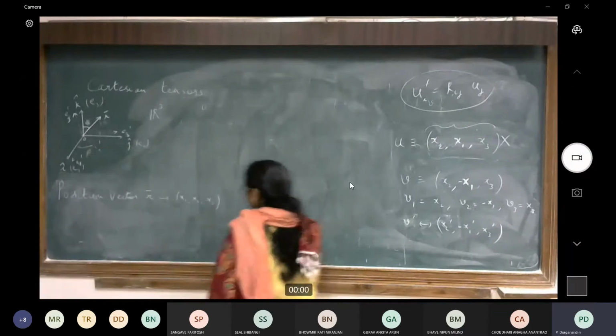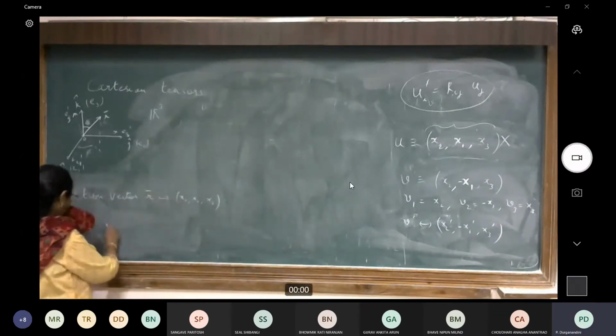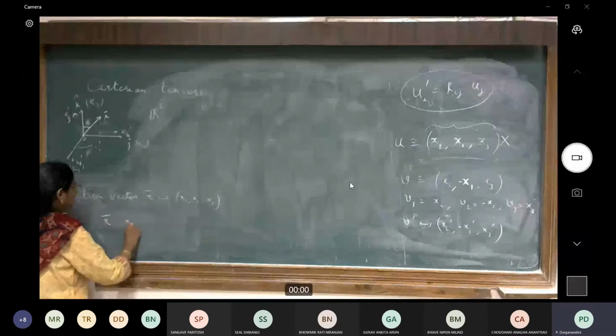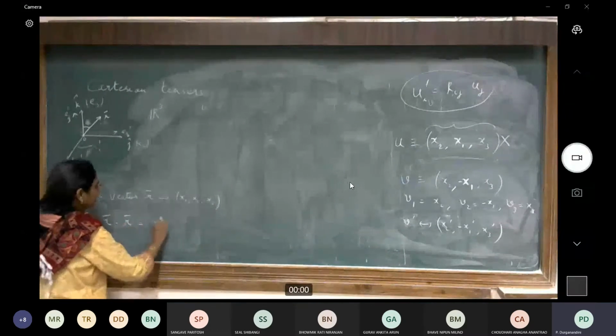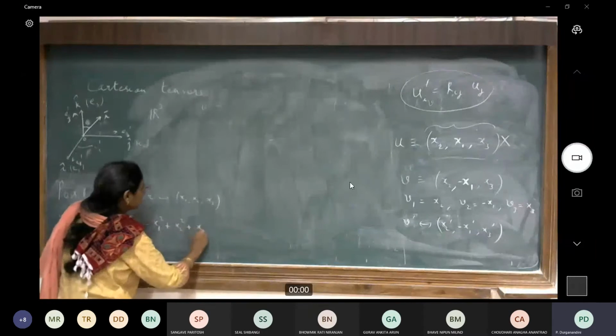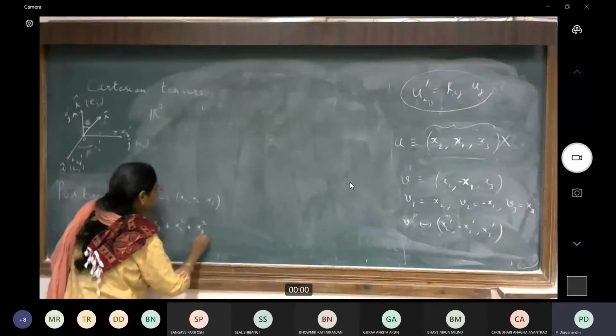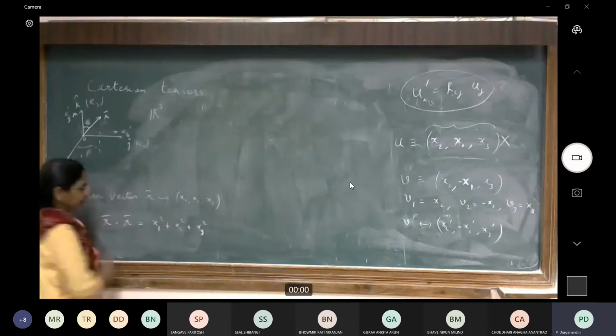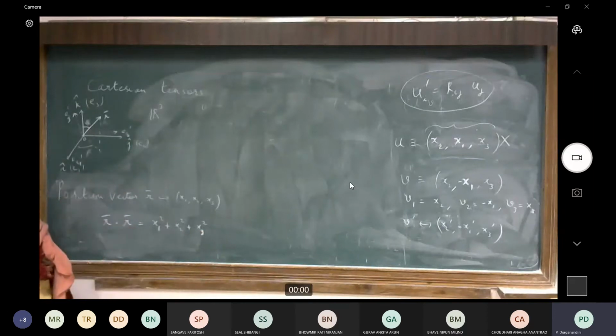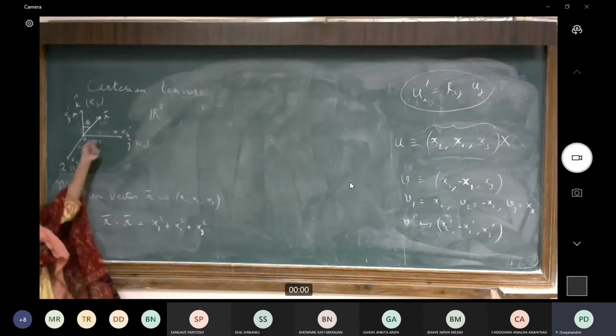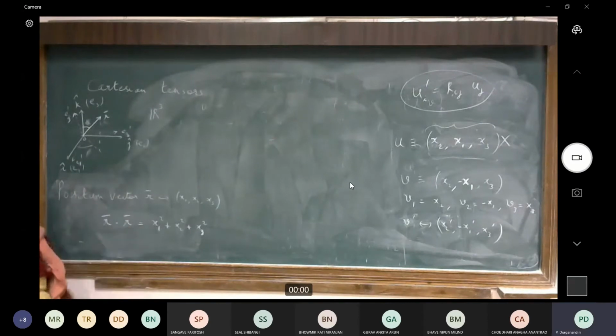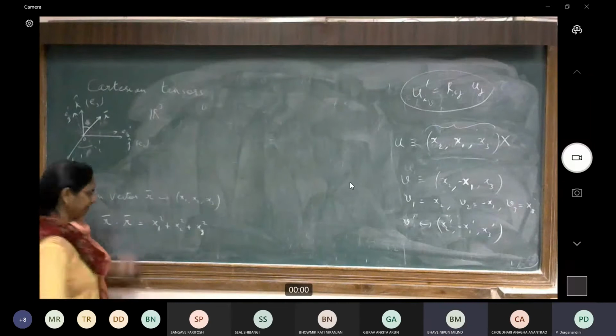Now, given this position vector R, if I take R dot R, then this is going to become x1 square plus x2 square plus x3 square. Now, how will this quantity transform under rotation transformations? Under this rigid rotation transformation which we are talking about, in the new basis, what should this be? It will not transform. It will be invariant.